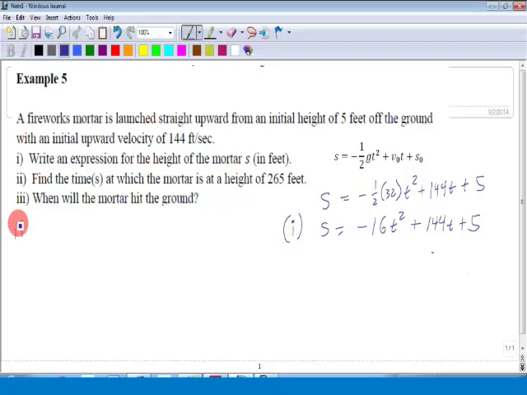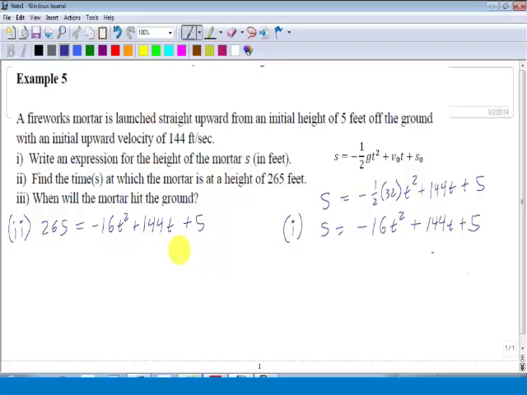2, find the times at which the mortar is at a height of 265 feet. So the known is the S, the height, 265 feet. So I'm going to substitute 265 for the S. The unknown, and it looks like two different unknown values of t. It's 265 equals negative 16t squared plus 144t plus 5.